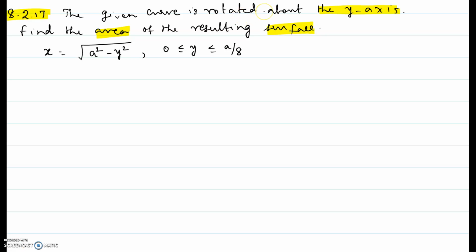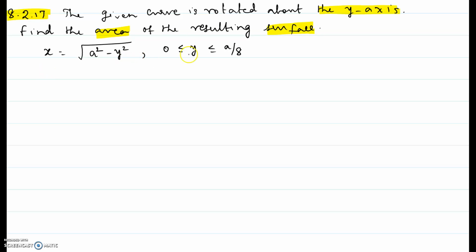So note there are a few things you have to take note of: about what axis the curve is rotated. In this case it is the y-axis. Also make a note of the wording for surface area. It could be "find the surface area" or "area of the surface." Both mean the surface area is what we are looking at.